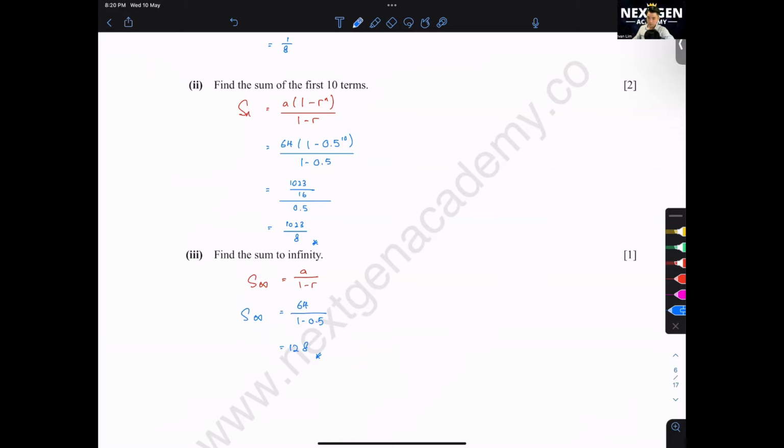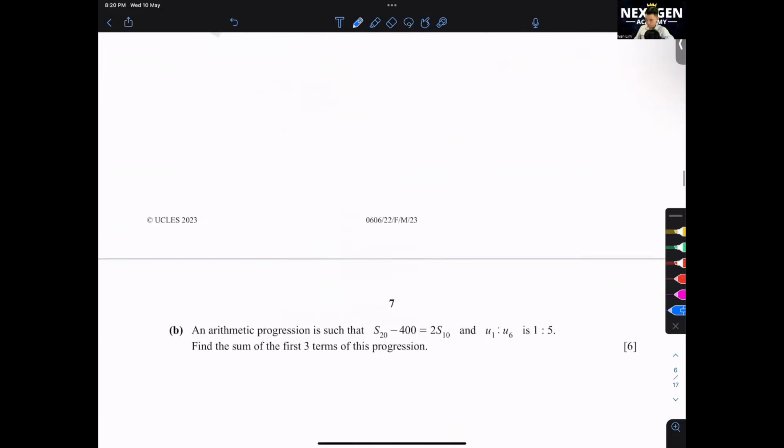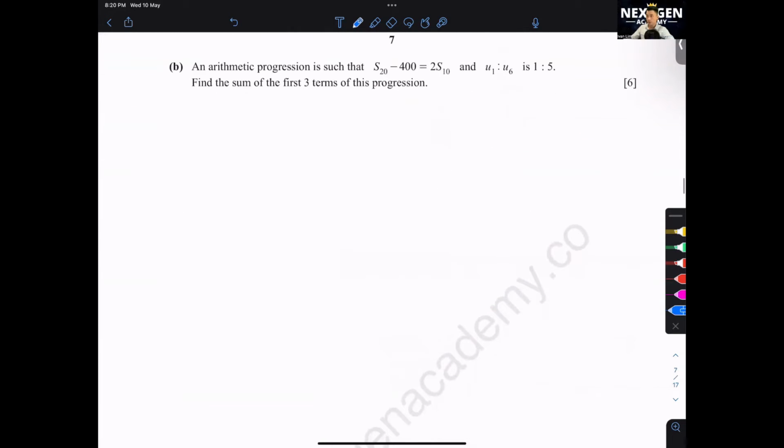Okay, next one is on arithmetic progression. An arithmetic progression such that S20 minus 400 equals 2S10. So there's a first equation here. U1 to U6 is 1 to 5. Then they say here, find the sum of the first 3 terms of this progression.